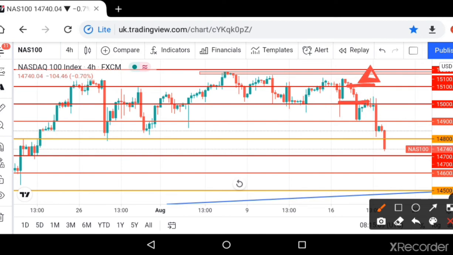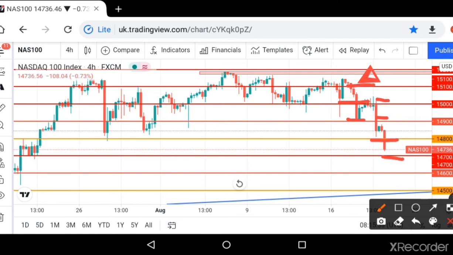It came to what? 14,900. Those are round numbers. Then after then, it made a pullback to what? 15,000, which is here. From that pullback, it continued down here. After it broke 14,900, where was the next target? 14,800. So today we're seeing market breaking what? 14,800, which is a round number. So now we're expecting market to drop up to what? 14,700, which is this point here.